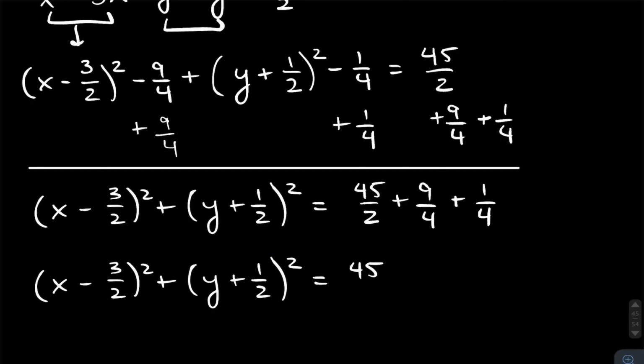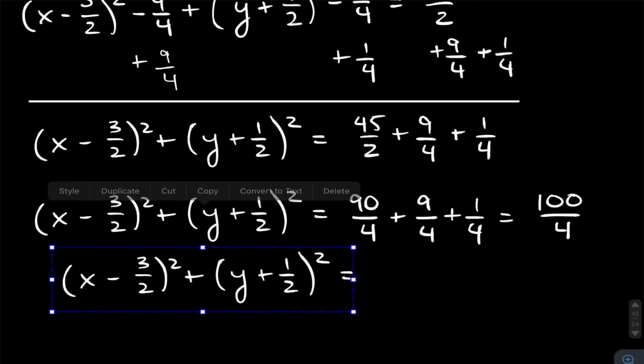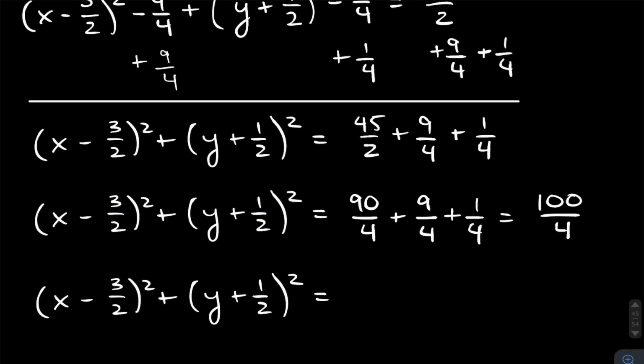We would want to make this a 4. So we'll do 90 over 4. We just multiply this thing by 2 over 2. And we'll add 9 over 4, we'll add 1 over 4, and so we get 100 over 4. And so really, this thing ends up being 25, right? That's what 100 over 4 is.